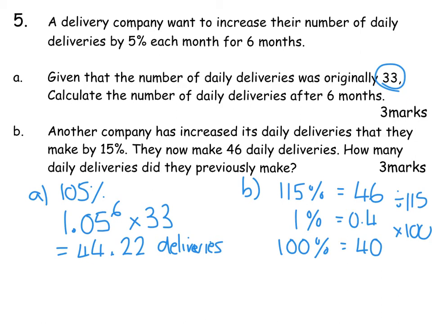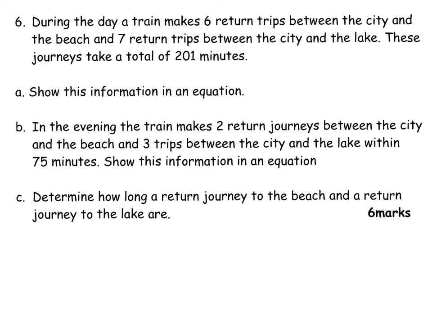So marking for this one, you get a mark for doing the 1.05, you get a mark for the power 6, and you get a mark for your answer for part A. On part B, you get a mark for this first line statement, you get a mark for your second line, and you get a mark for your third line. Okay? Percentages are usually done really, really well, so it's good if you can do those ones.